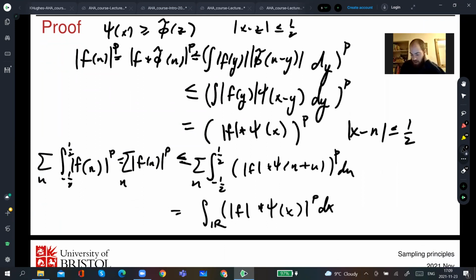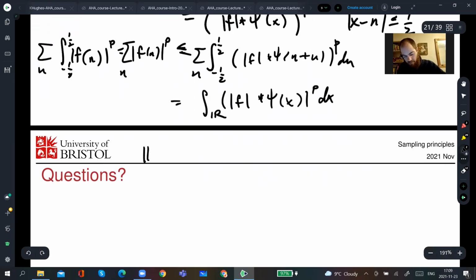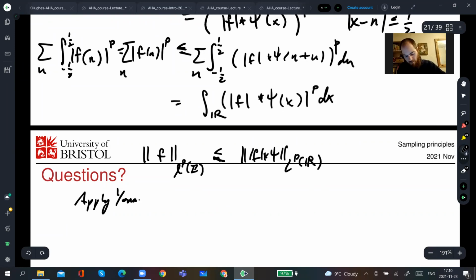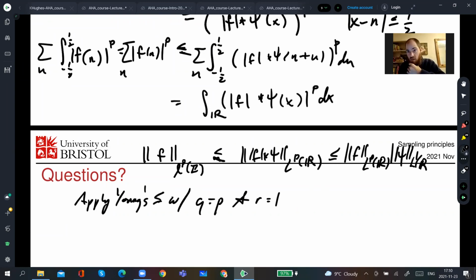And here I can finally apply Young's inequality. I know that the little lp norm of f is less than or equal to the big Lp norm of the absolute value of f convolved with psi. In Young's inequality, I will just take q equal to p and r equal to 1. So this is less than or equal to the norm of f in Lp of R times the norm of psi in L1 of R. And again, phi was Schwartz, so psi has arbitrary decay as it goes to infinity, and it's definitely in L1.